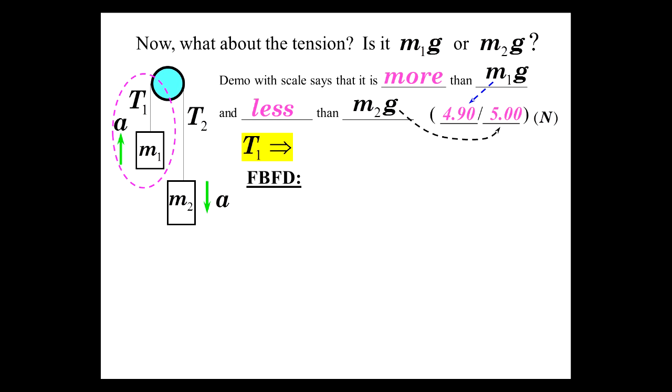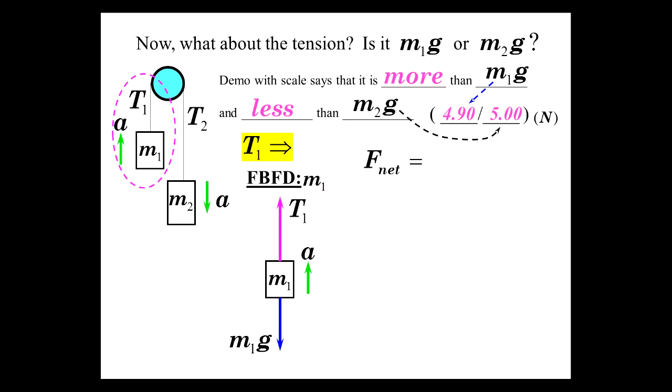Here's where a free body force diagram really is helpful. We're going to look at all the forces acting on M1. So let's do it. We have weight, M1G. We have tension acting up, T1. As far as I can tell, there's no other forces acting on it. Acceleration is upward. That's really important because now we know which force wins, and it's not the weight. Rather, it's the tension to provide an acceleration upward.